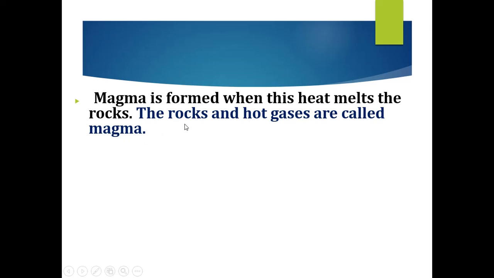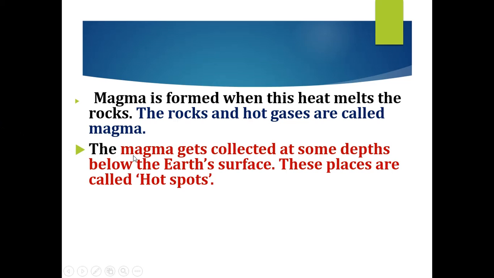So what is meant by magma? The rocks and hot gases are called magma. The heat present in the earth melts the rock and forms magma. The magma gets collected at some depth below the earth's surface. So we can collect the magma below the earth's surface, and the place where we can collect the magma is called a hot spot.